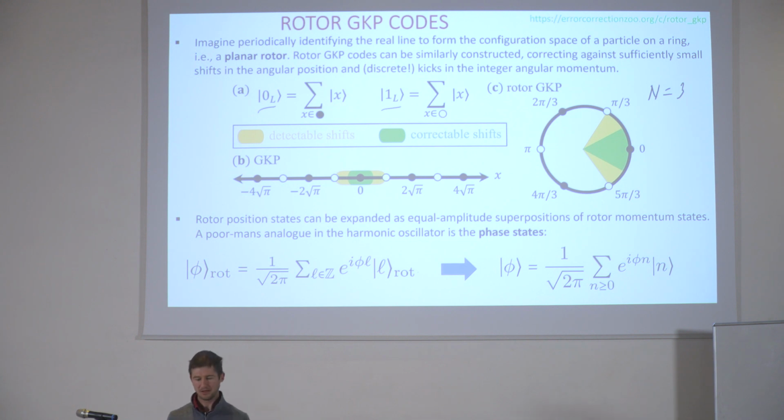Okay? The angular position degree of this fake rotor is going to be these states, which are equal linear superpositions of the Fock states, defined in order to mimic equal linear superpositions of the momentum states with some phase, and they mimic the angular position states of this fake rotor. They are called the phase states. Who's heard of them? Okay.